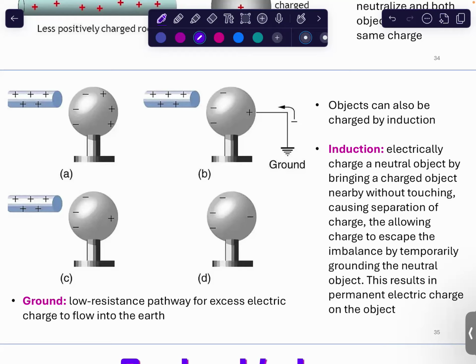After you charge it, the charge is rebalanced inside the metal. Since you had positive charge neutralized by gaining electrons from the ground, you now have an overall negatively charged conductor.